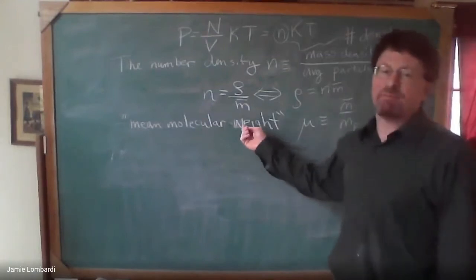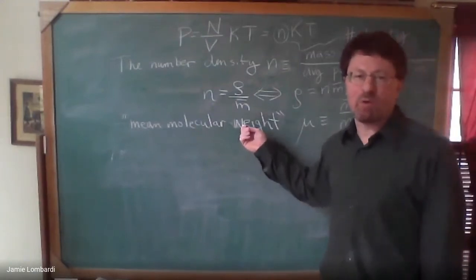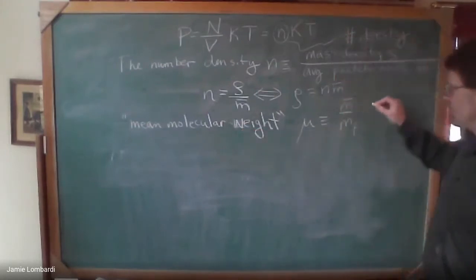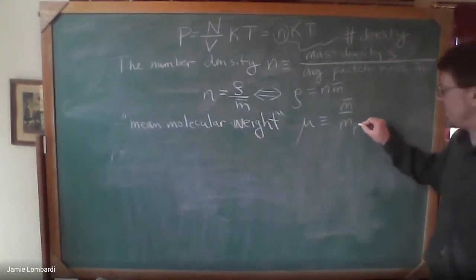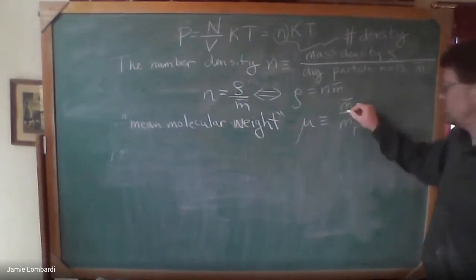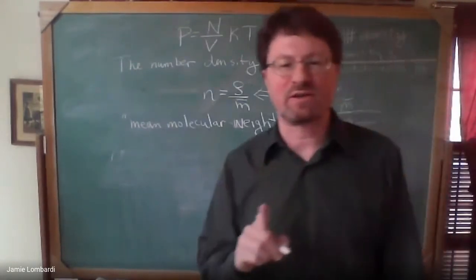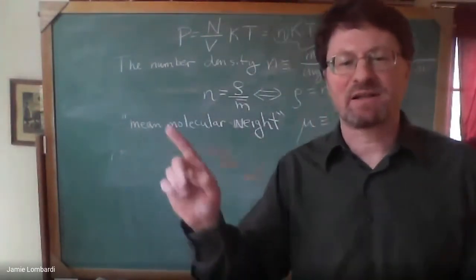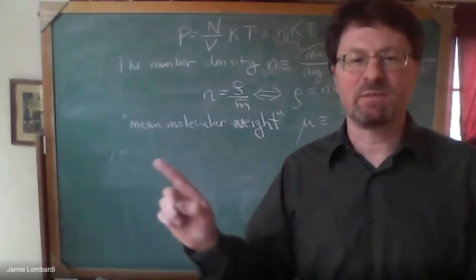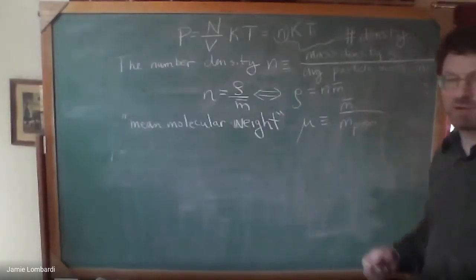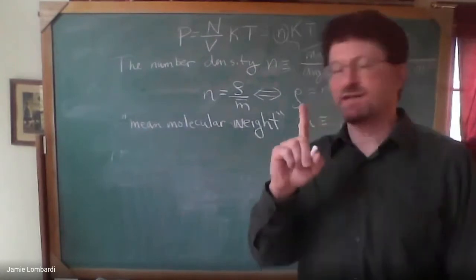So it's a bad name, mean molecular weight, because it's not a weight. It's not even a mass. It's dimensionless, because it's the mass of a particle divided by the mass of a proton. Let's just say I had a box of protons. What is the mean molecular weight? 1. 1, yeah. Your average particle mass is a proton mass divided by proton mass. Mean molecular mass or weight is 1.